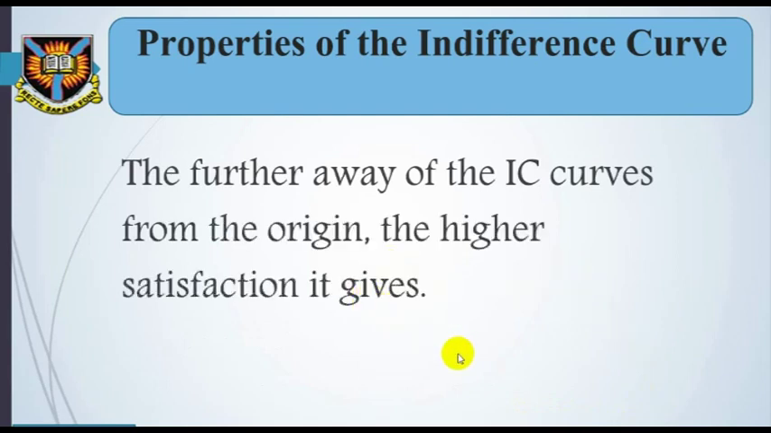Question: What are the properties of indifference curves? Feedback: Indifference curves have the following properties. Indifference curves are always downward sloping and convex to the origin. Indifference curves do not intersect one another. An indifference curve passes through every point of the commodity space.